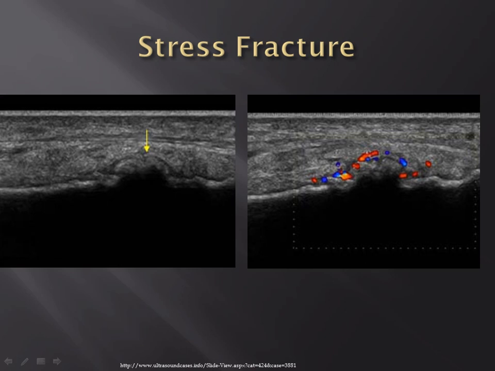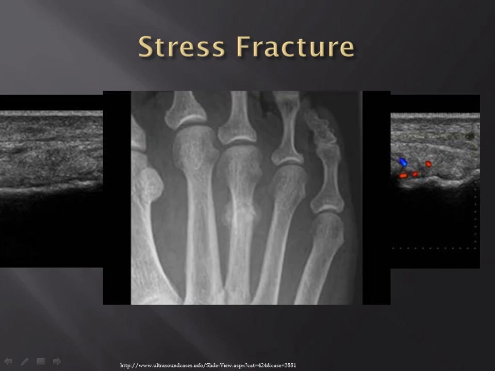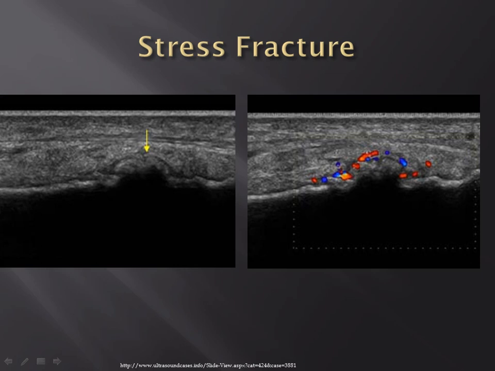But this is an example of loss of that normal cortical line, where you normally see a nice focal interface with a few shadowing. Here you see interruption and exuberance surrounding that normal cortical line. Doppler shows some increased hyperemia surrounding that healing callus. In this case, it was radiographically present, but you could expect a similar change without the radiographic findings.